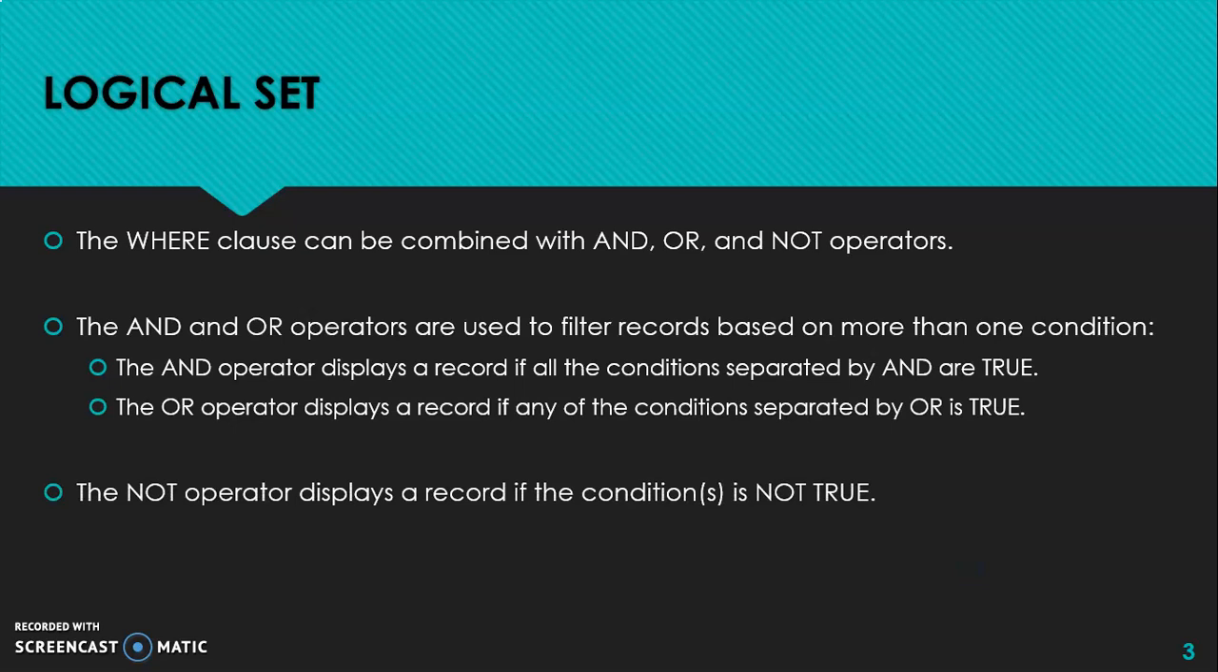The NOT operator displays a record if the condition that is specified is not true. For the NOT operator you require only a single condition, and if the single condition that you have specified is not true, that will be the result.